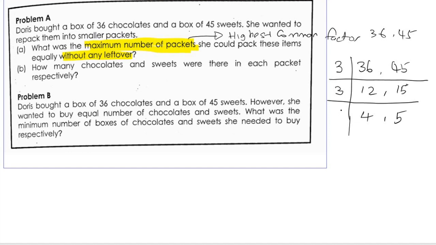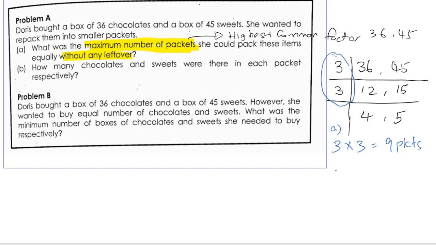How do you find the number of packets? It's very, very easy. Once we have the highest common factor, this is 3 and the other one is also 3. So it's 3 times 3 equals 9 packets. So this gives us the answer for A.